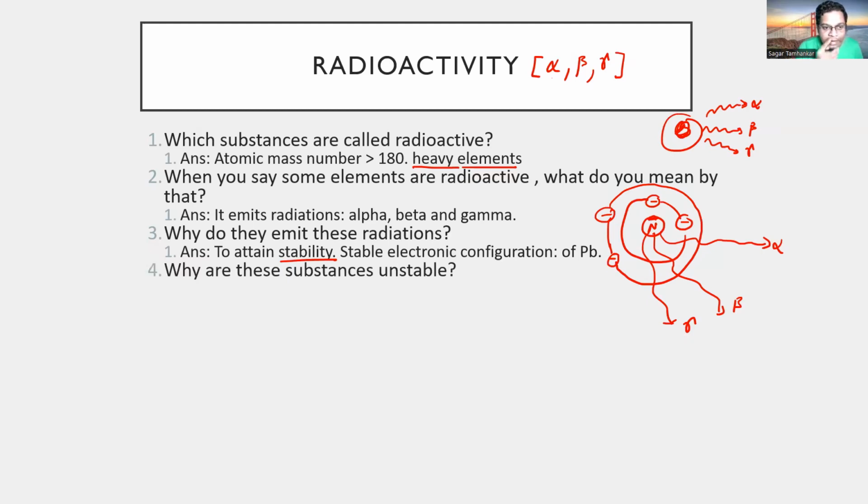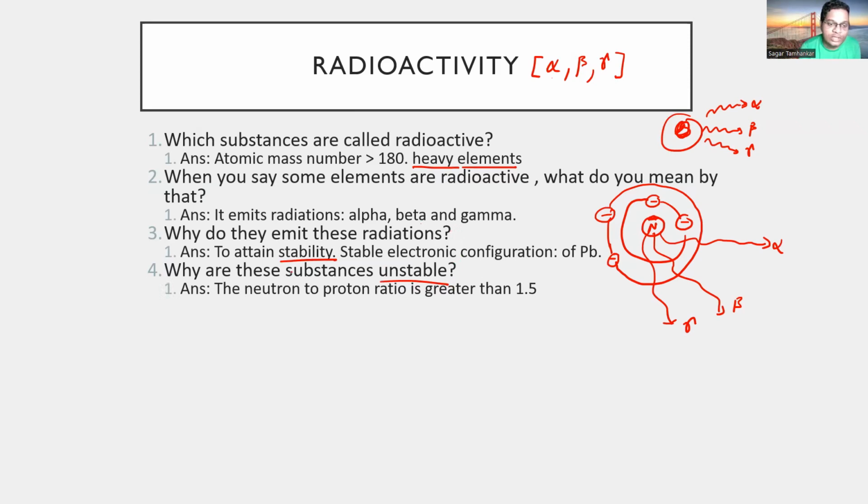Fine. So then, why are these substances unstable? We have seen what these substances do. They emit radiation. Why do they emit radiation? Because they want to become stable. So we will now see why they are unstable, or what makes them unstable.